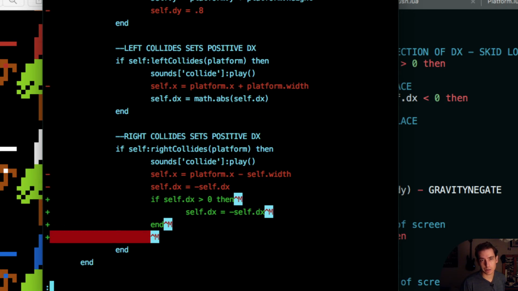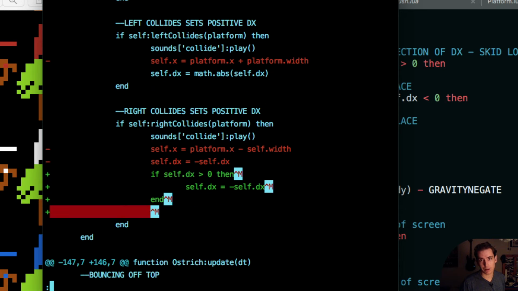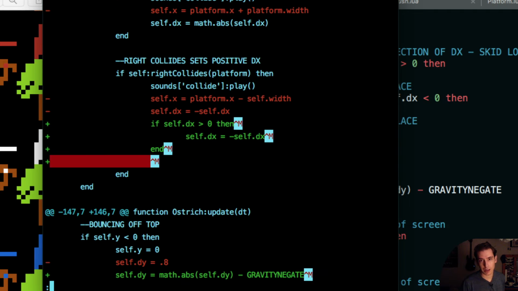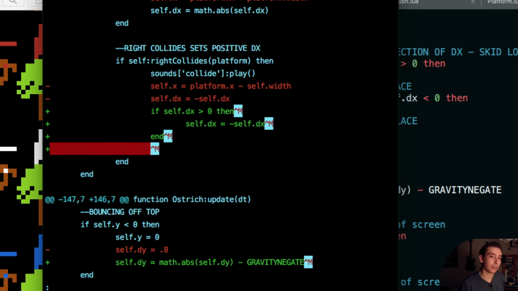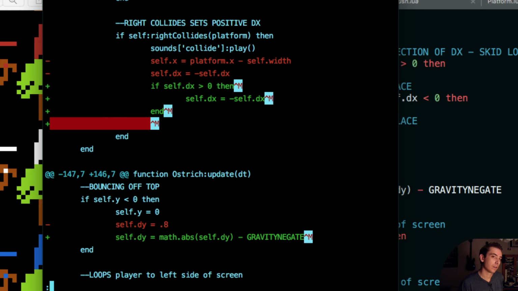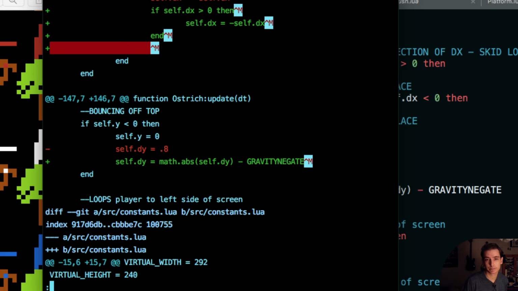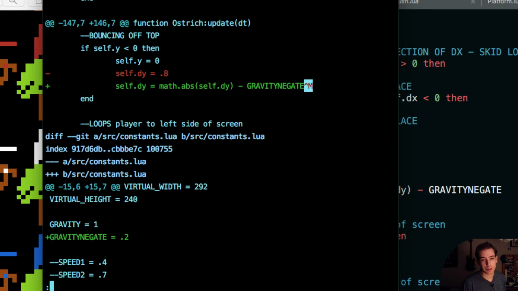And then I took out the X positioning on our left and right collides and fixed it so that it wasn't just swapping our DX, it was only giving it its appropriate DX instead of swapping it endlessly, because we would collide, and we do collide multiple times if we're moving slow enough on our DX. And then same with the top. And then we added our gravity negate.